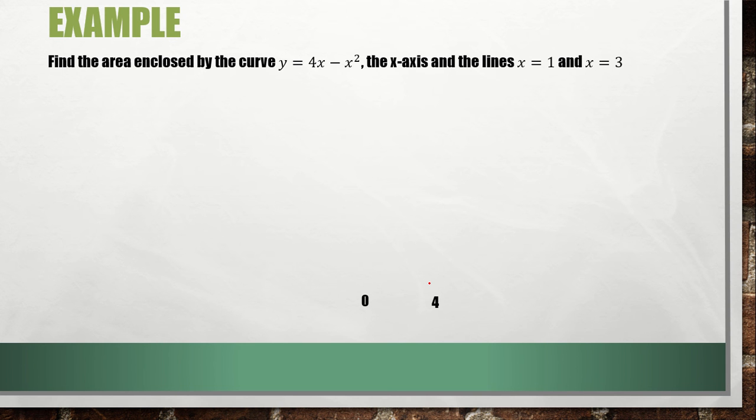Now find the area enclosed by the curve y equals 4x minus x squared, enclosed by that curve, the x-axis and the lines x equals 1 and x equals 3. I have not read it well. Let me read it again. Find the area enclosed by the curve y equals 4x minus x squared, the x-axis, and the lines x equals 1 and x equals 3. Could you please attempt that question so that we may exercise our mathematical skills of integration by looking for the area?